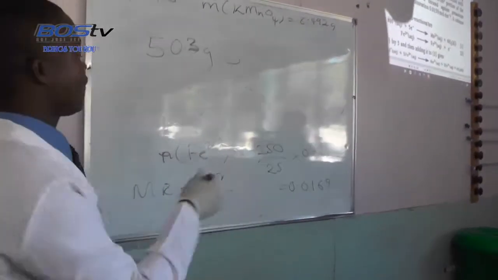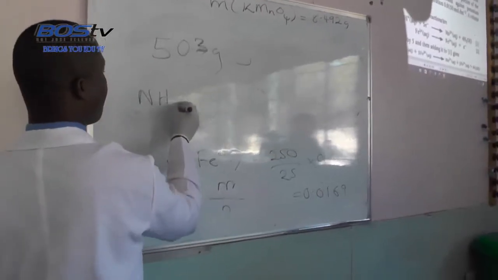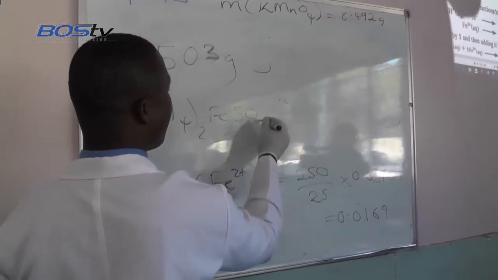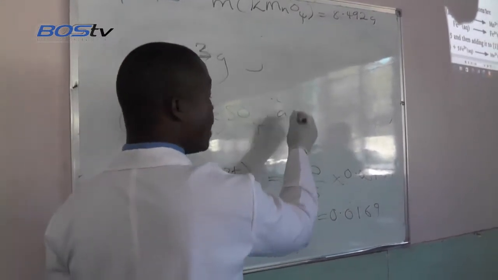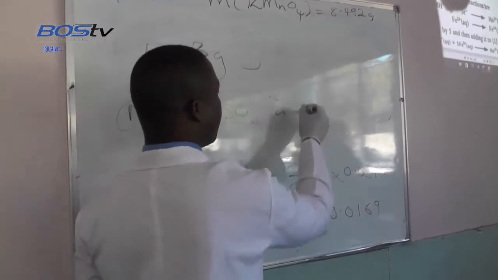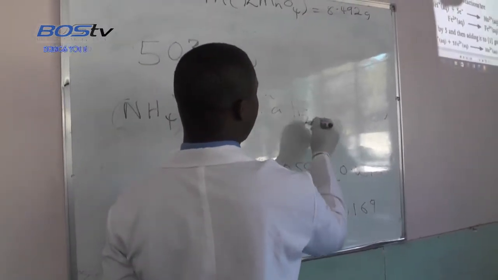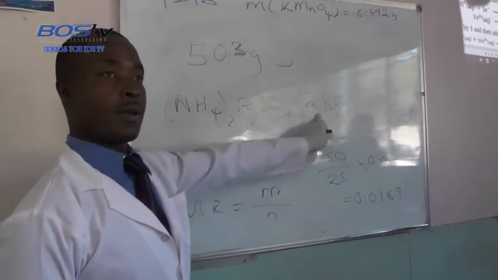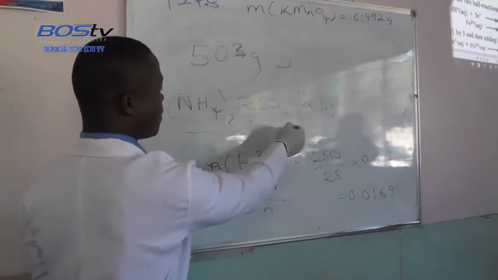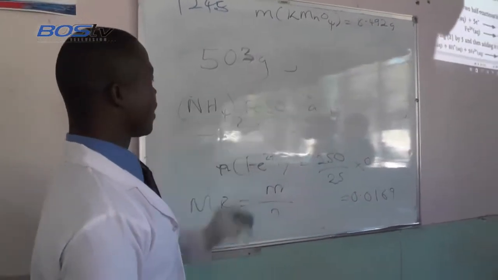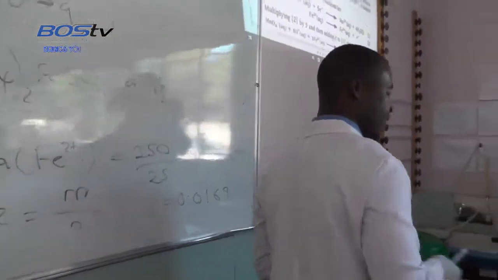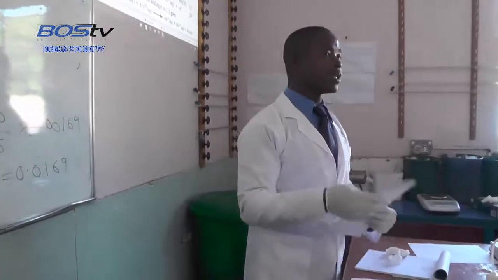But the formula for that from what we've been given is (NH4)2 FeSO4 dot A H2O. We are to determine the formula, the value of A. Okay, let's add the masses using the relative atomic masses. Nitrogen 14, hydrogen 1, iron use 56 from the data booklet. You'll be given those in your question paper.